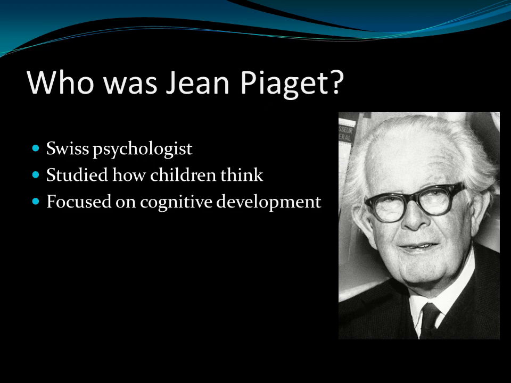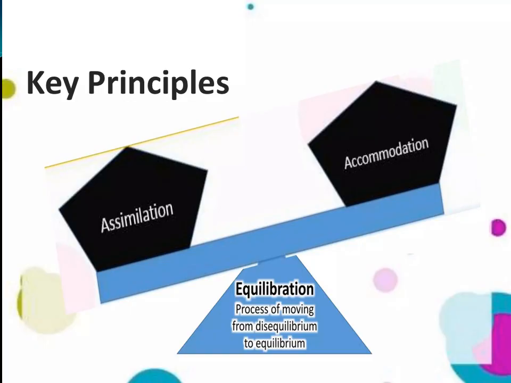Let us go on. On the key principles, Jean Piaget explained learning using key ideas like schema, assimilation, accommodation, and equilibration. And we are going to talk about these principles so that we may all have a very clear understanding of them. Let us now begin with the first one.